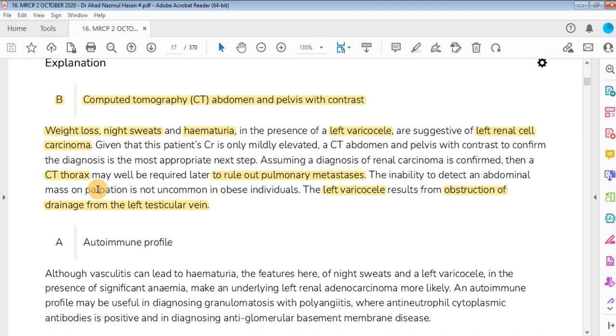The left varicocele results from obstruction of the drainage from the left testicular vein. So obstruction of drainage from the left testicular vein leads to the varicocele, and varicocele, hematuria, features of malignancy point towards the RCC.